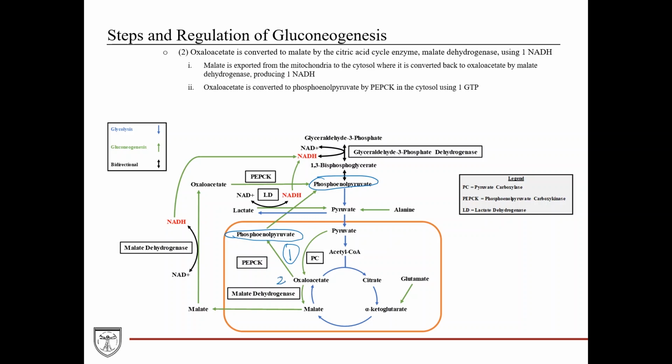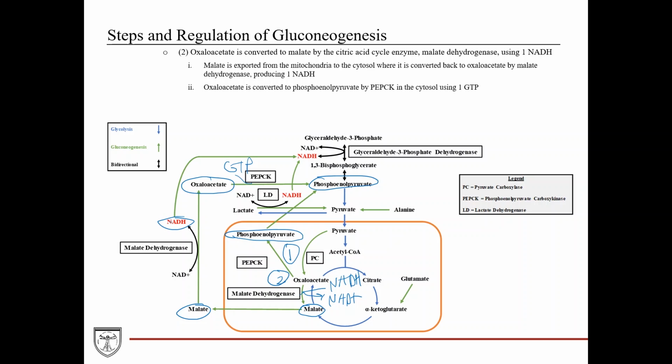Route number 2, though, involves converting oxaloacetate into malate via malate dehydrogenase. This uses up an equivalent of NADH. And the reason you convert it into malate is because oxaloacetate itself cannot be exported out of the mitochondria, but malate can. So you convert it into malate, malate gets exported out into the cytosol, and the cytosolic form of malate dehydrogenase converts malate back into oxaloacetate, and it also gives you back an NADH. Oxaloacetate is converted into phosphoenolpyruvate in the cytosol by the cytosolic form of PEPCK, and this as well uses up an equivalent of GTP.